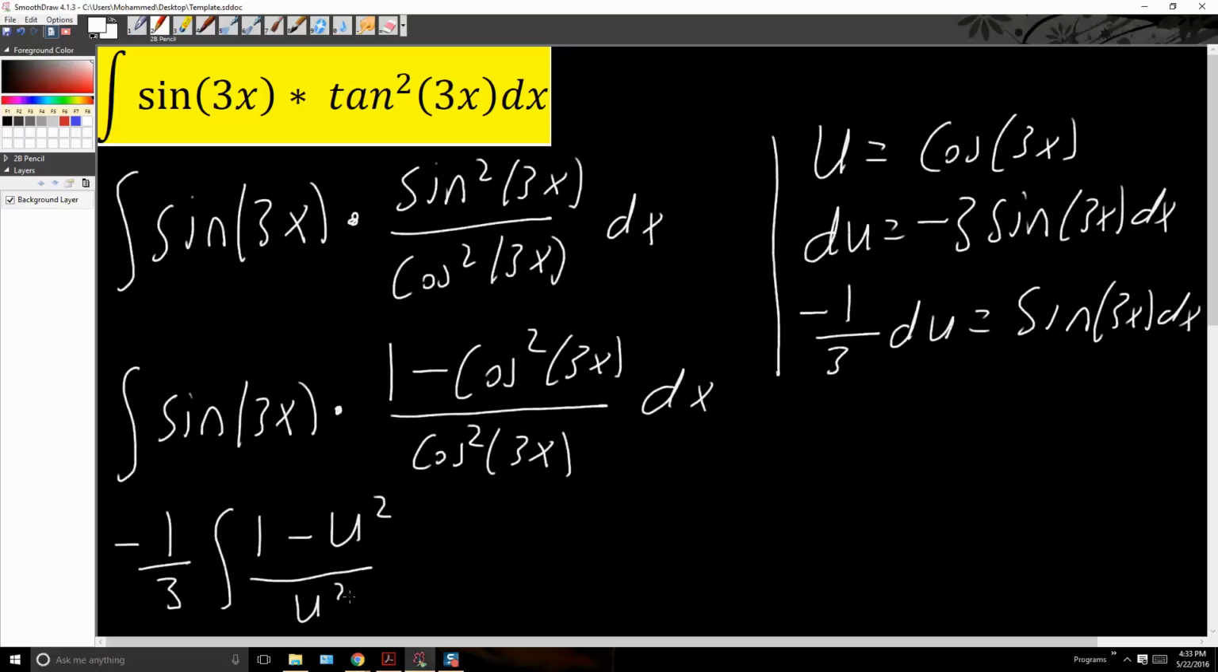u squared times du. We will simplify it a little bit by saying minus 1/3 of the integral 1 divided by u squared is equivalent to saying u to the minus 2, and u squared divided by u squared, you have a negative here, so you'll get negative 1 du.